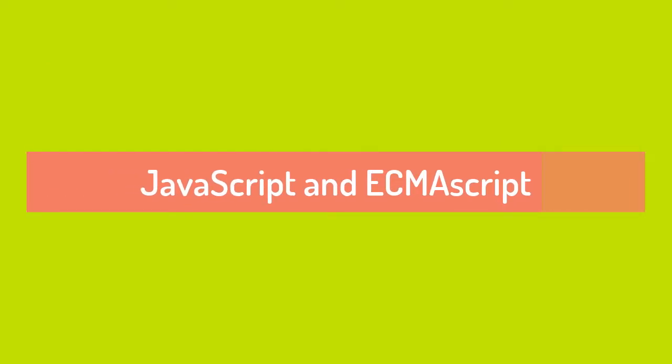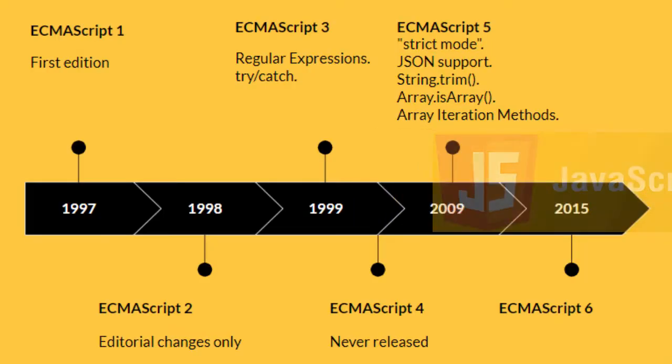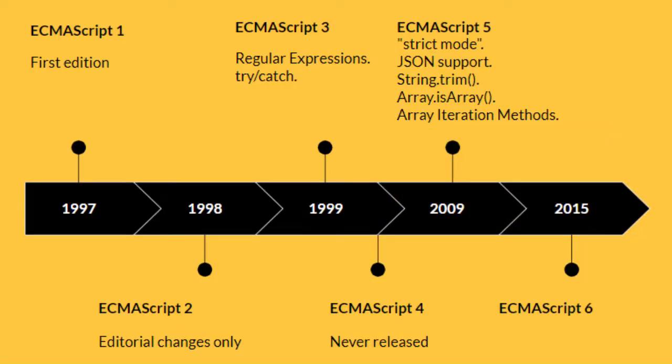And finally, what is the difference between JavaScript and ECMAScript? ECMAScript is a JavaScript standard meant to ensure the interoperability of web pages across different web browsers. It is standardized by ECMA International according to the document ECMA-262. The first version of ECMAScript was released in 1997, and from 2015 it releases a new version every year.